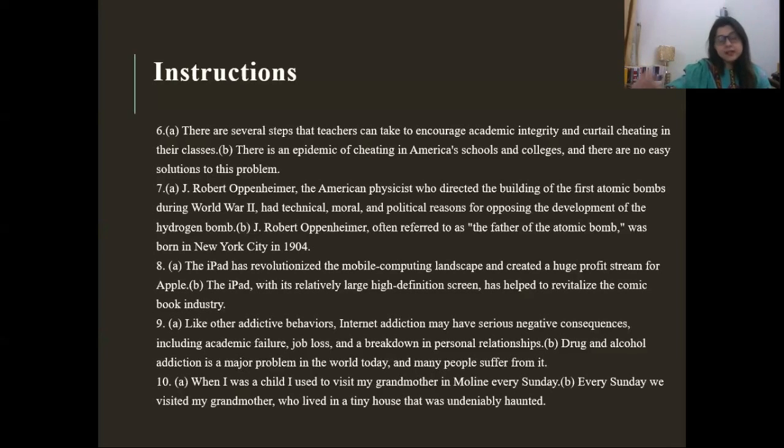have very serious consequences for the users, including academic failure, job loss, and a breakdown in personal relationships. So we know that throughout the essay, the writer will focus on these negative consequences. He or she will tell us more about how internet addiction can lead to academic failure. Besides, they'll talk about the negative consequences in the form of job loss and how internet addiction can lead to relationship breakdown. And they might also refer to quite a few other negative consequences.